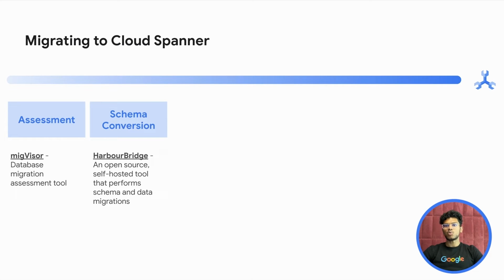HarborBridge is an open source, self-hosted tool that is recommended for schema and data migrations for Cloud Spanner. Next, update your application to use Cloud Spanner. Google Cloud provides client libraries in many popular languages to connect to and interact with Cloud Spanner.